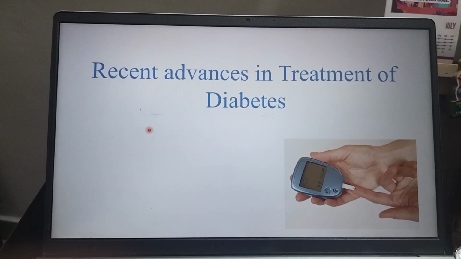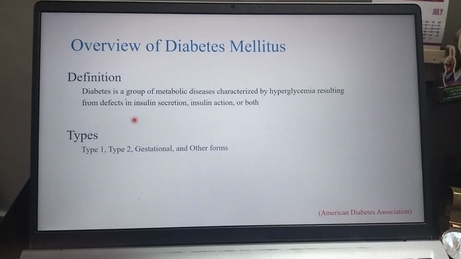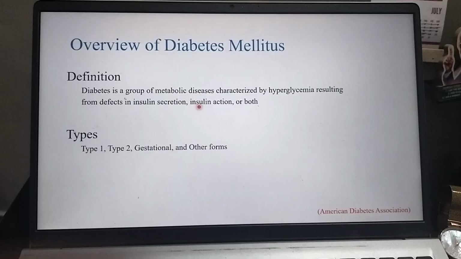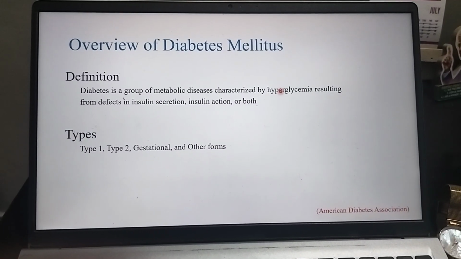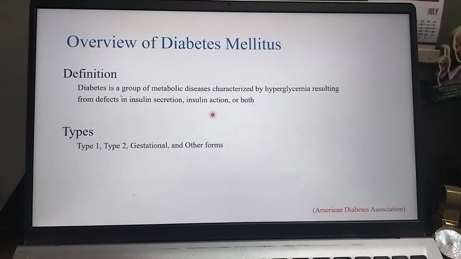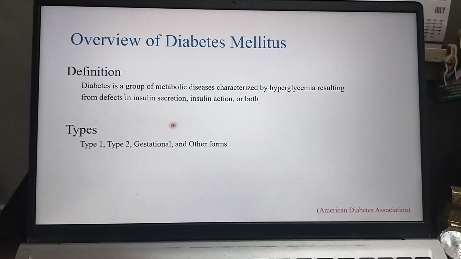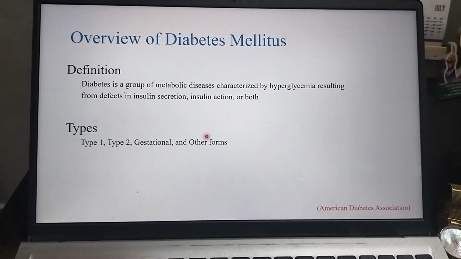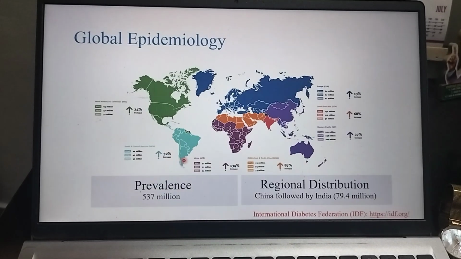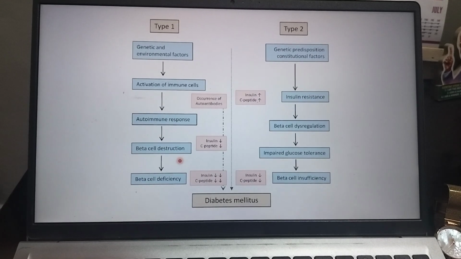Today we are going to study about recent advances in treatment of diabetes. So, what is diabetes? Diabetes is a group of metabolic diseases characterized by hyperglycemia resulting from defects in insulin secretion, insulin action, or both. Either the insulin secretion is defective or insulin action is defective. Types are 1, 2, or gestational diabetes and many other forms of diabetes. It's prevalent in 537 million individuals.